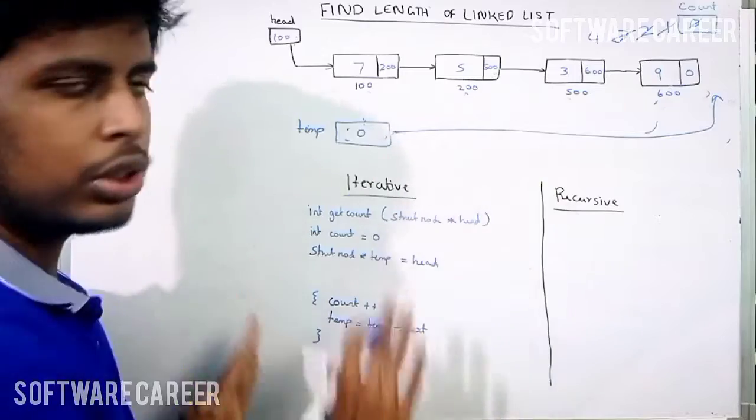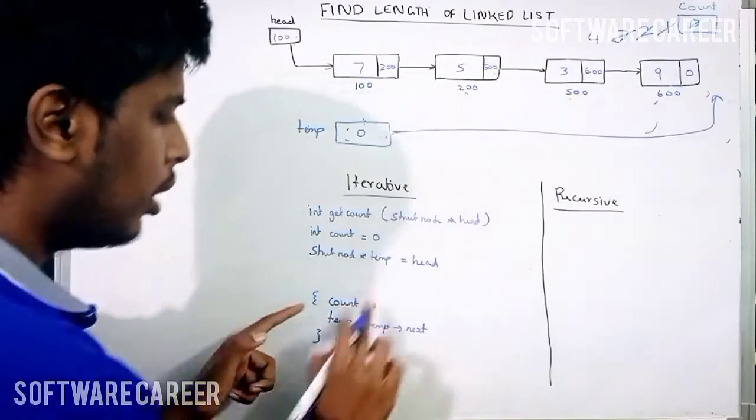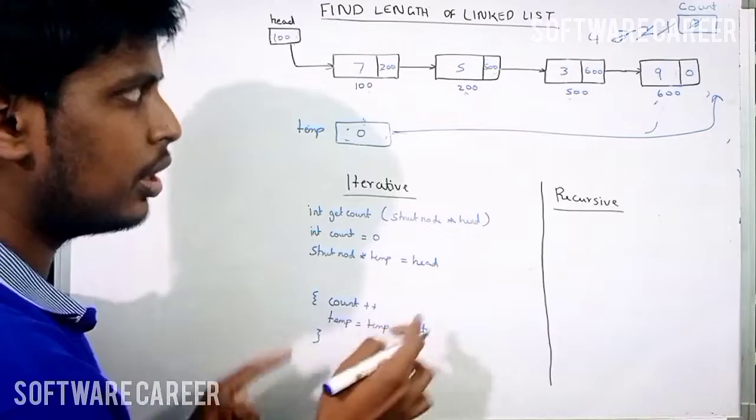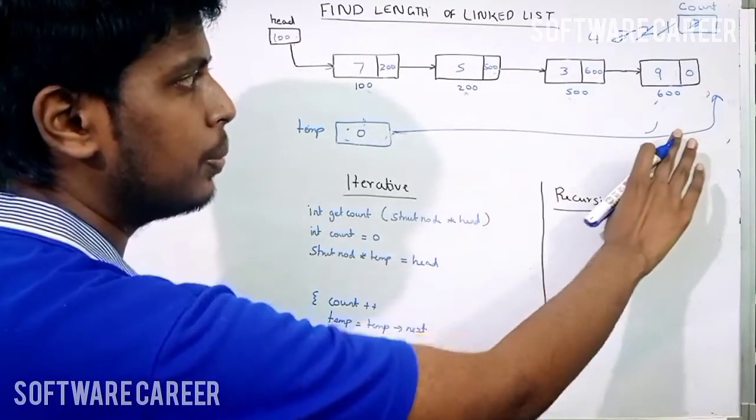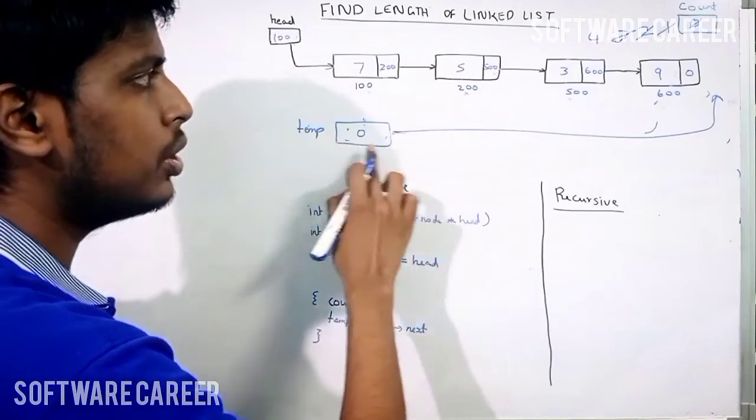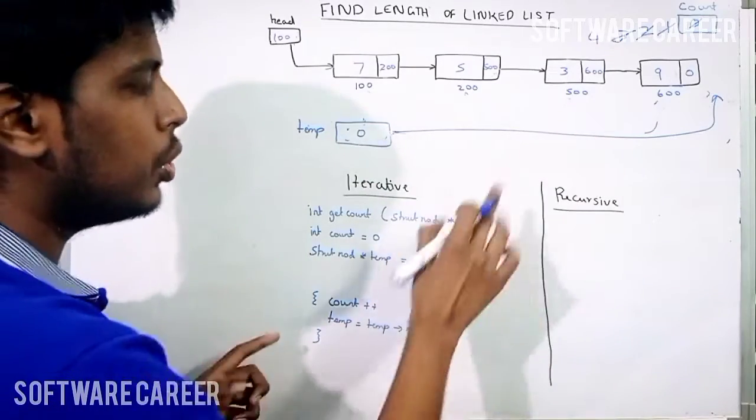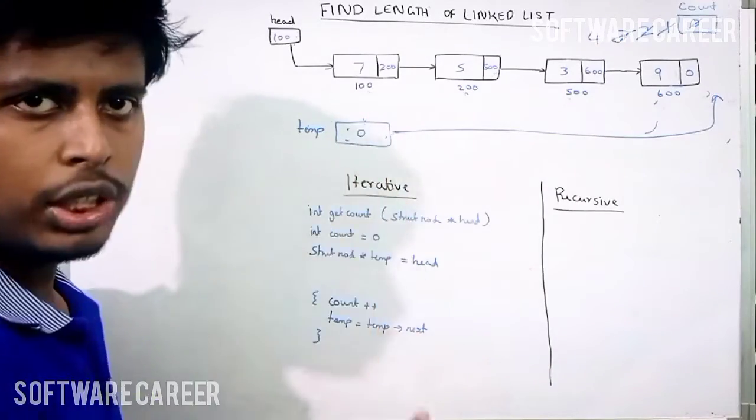So at this step you should stop, because you should not do the same step. You should not increase the count value again. 4 plus 1, 5, you should not do. So you should stop at this step. When should you stop? When temp value equals 0. So you should do this step till temp is not equal to 0.